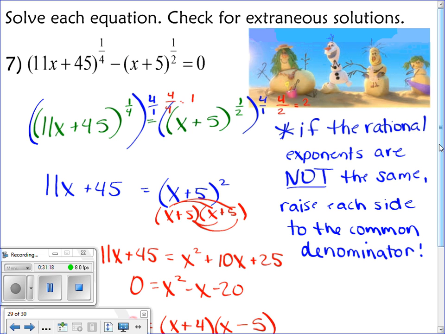All right, take a look at the other answer. We said 5. Let's make sure that one works. Guys, 11 times 5, 55 plus 45 is 100. So I'll write it in this other form to make him feel better. So the 4th root of 100, is that pretty? No? Okay. Minus, plugging in 5 here, 5 plus 5 is 10. Square root of 10. If I subtract those, do I get 0? Yes. Grab your calculator.